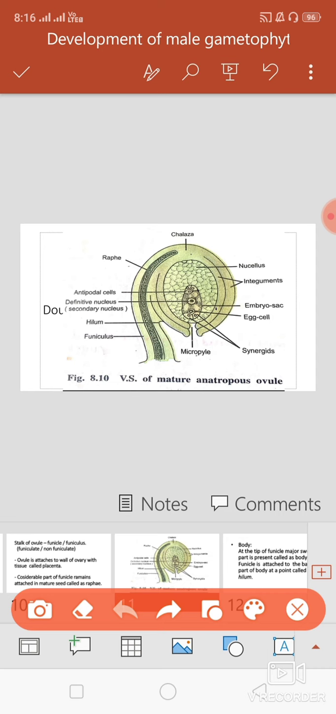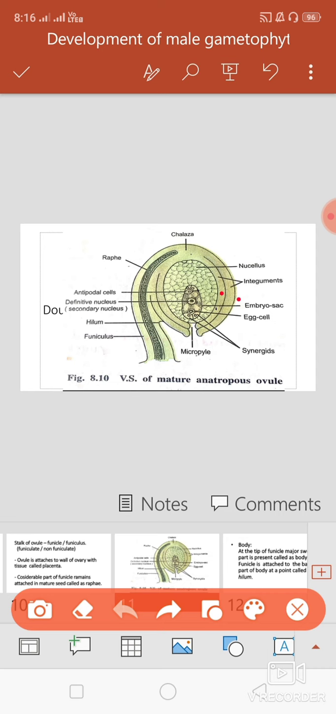What is the function of these integuments? As it is the outermost layer, it protects the inner parts, that is nucellus and embryo sac. And second function, after fertilization, integuments are converted into seed coat. Here two layers of integuments are present, that is outer integument and inner integument. Such type of ovule is called bitegmic ovule. And if in the ovule a single integument is present, then it is called unitegmic ovule.